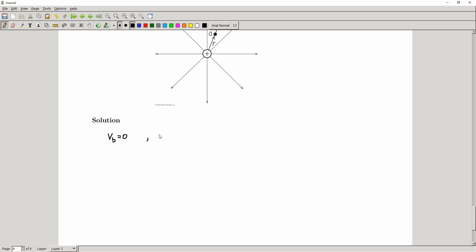Then we have this expression VA minus VB, which is now just equal to VA, because our VB goes to 0 at infinity. I'm just going to call this V, and this is going to be equal to the integral from R, which is our R pointing to our point A, out to infinity of our electric field dotted into our elements dl.